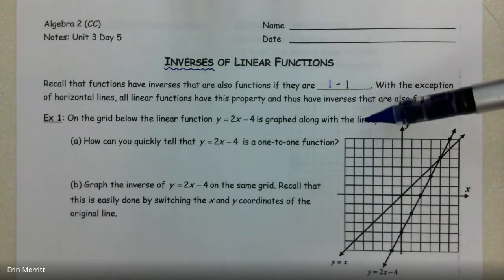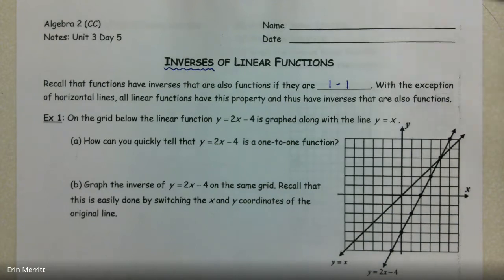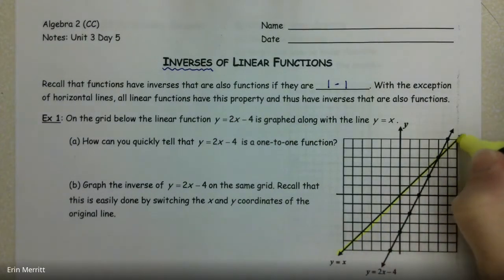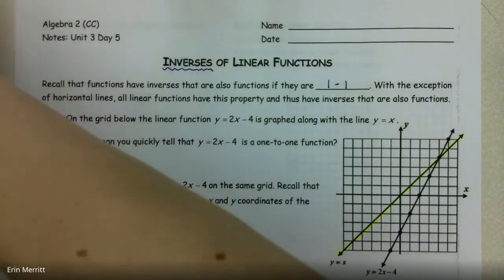So you've got an example already drawn out here for you. You've got y equals 2x minus 4. So that's this line on the graph. And then the line y equals x. I'm just going to highlight over that line just to distinguish it from the line we're working with.